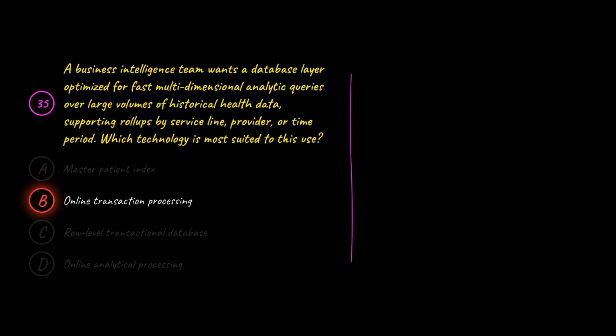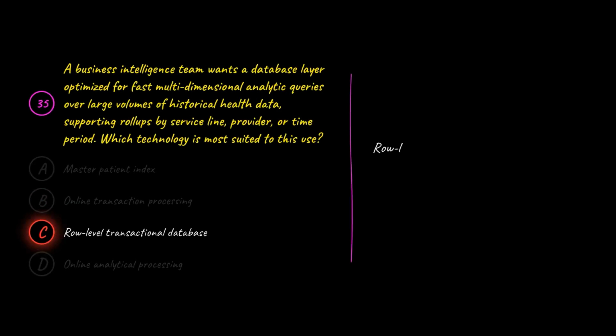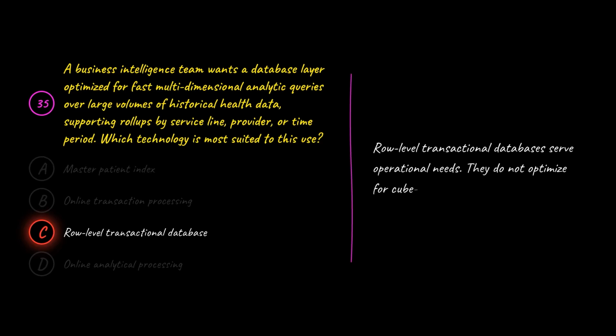B is wrong because online transaction processing is tuned for high throughput, short writes and reads, like registration and order entry. It is the opposite design from analytical processing. C is wrong because row-level transactional databases serve operational needs. They do not optimize for cube-style multi-dimensional analysis.